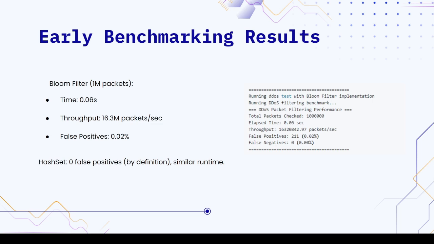So, early benchmarking results. When filtering 1 million packets, the Bloom filter completed processing in 0.06 seconds, achieving a throughput of 16 million packets per second. The issue is that it produced a false positive rate of 0.02%, which is definitely higher than the hash set false positive rate, because by definition the hash set produces 0 false positives. On the right here we have the results from the simulation, and the hash set produced very similar results in terms of runtime.